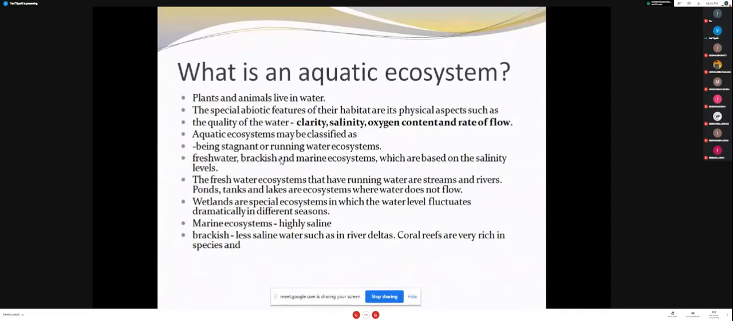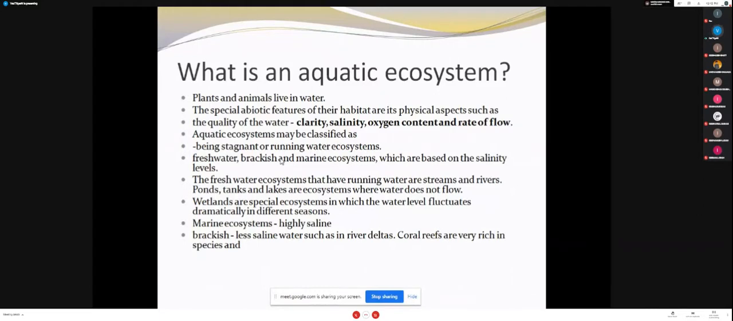So how is the quality of water? That is a special abiotic feature of these aquatic ecosystems. The clarity of water, how clear is that water? The salinity, how salty is the water? What is the oxygen content in the water? There is some dissolved oxygen content in water. So how much is that?